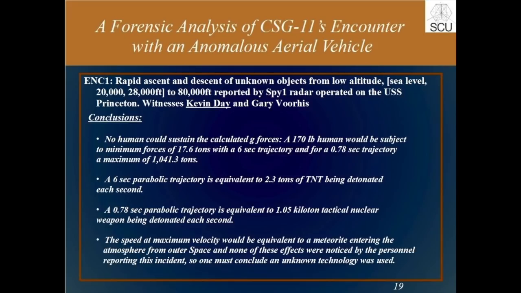For the 6-second parabolic trajectory, it's equivalent to 2.3 tons of TNT being detonated per second. And as I said earlier, for the 0.78, it's a 1 kiloton tactical nuclear weapon going off each second. So 5 seconds before that, it was almost as much, and 5 seconds after that, it was almost as much. So these are Titanic kinds of power requirements. The speed at maximum velocity would be equivalent to a meteorite entering the atmosphere from outer space.